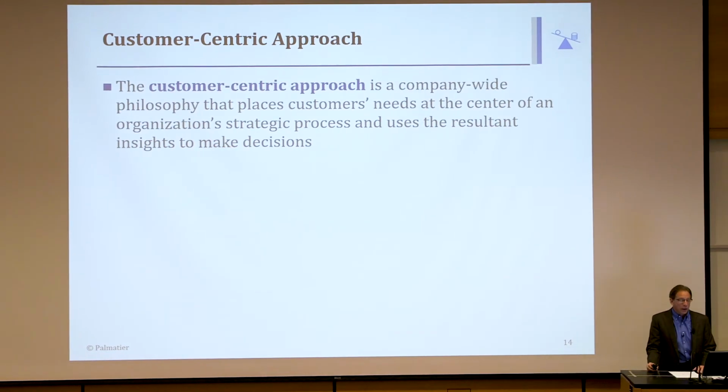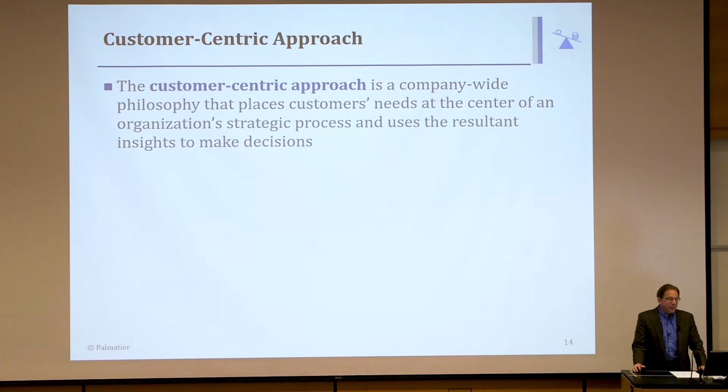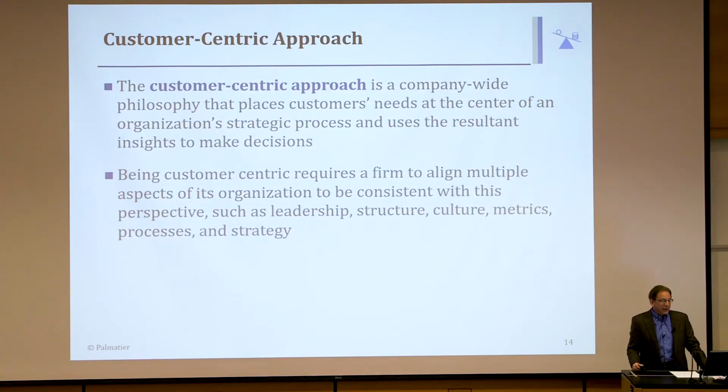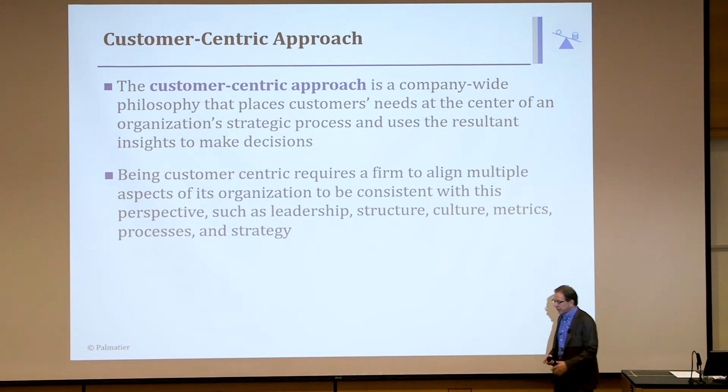Let's define it again. We talked about this earlier, but let's bring it back. It's a company-wide philosophy that places customers' needs at the center of the organization's strategic processes and uses it to make decisions. So the idea is you start with the customer and work back. You don't do what the managers want to do, you do what customers want. Being customer-centric requires a firm to align multiple aspects of its organization. People have looked at leadership, structure, culture, metrics, processes, and strategy. Let's look at a couple of those.